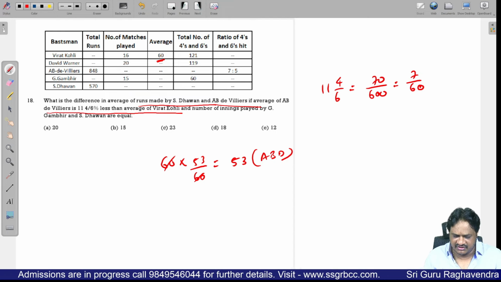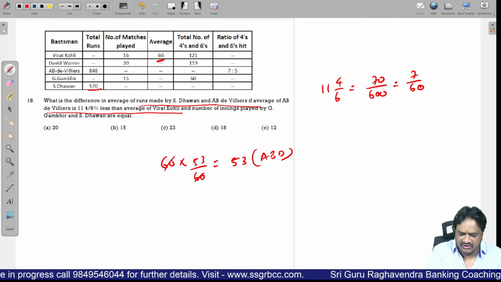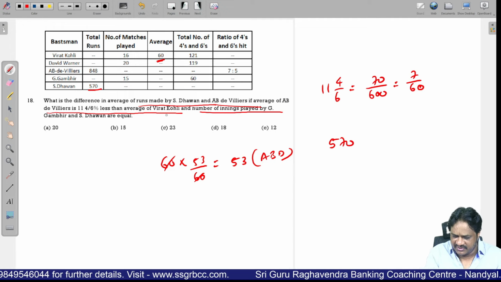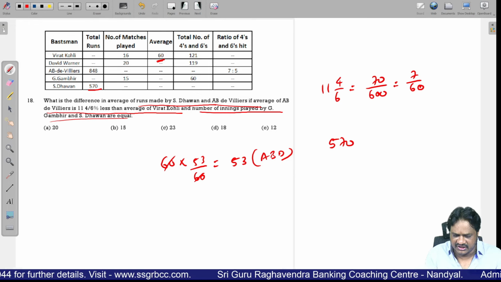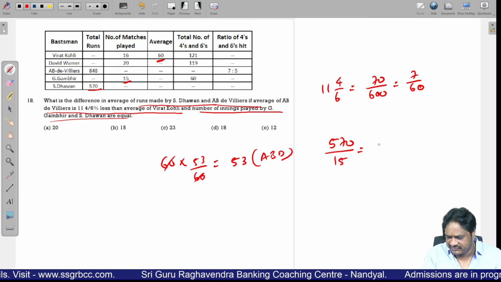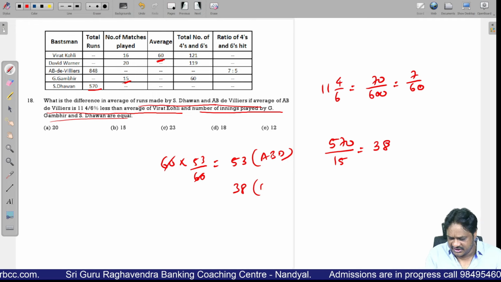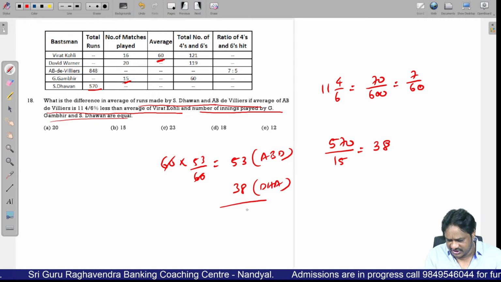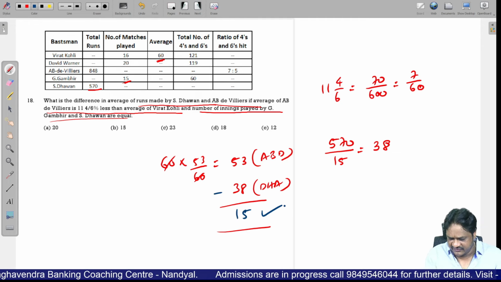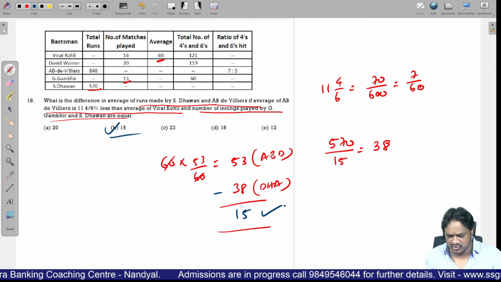Now Shikhar Dhawan. We have to calculate Shikhar Dhawan, how many runs are there? 570. The matches played by Gautam Gambhir and Shikhar Dhawan are equal. So Gautam Gambhir is playing 15 matches. So divide 570 with 15. 15 3s, 15 8s. 38 is Dhawan's average. So what is the difference of 53 and 38? It is 15. So the correct answer is 2.